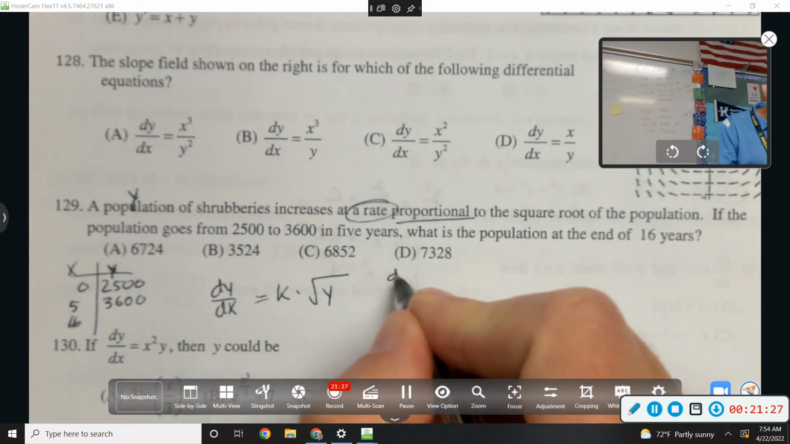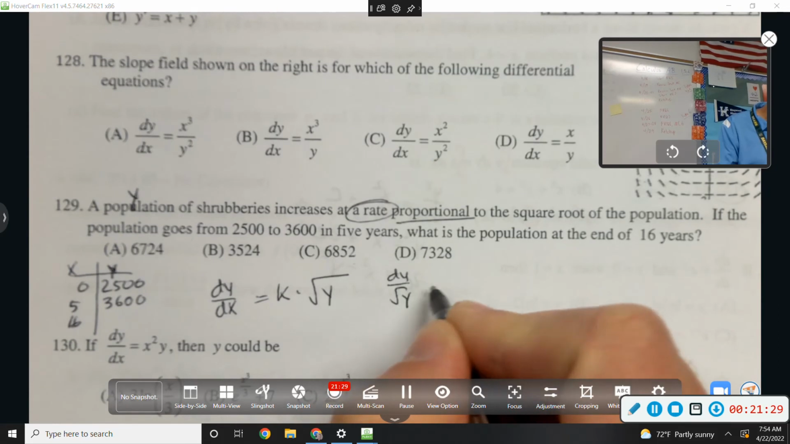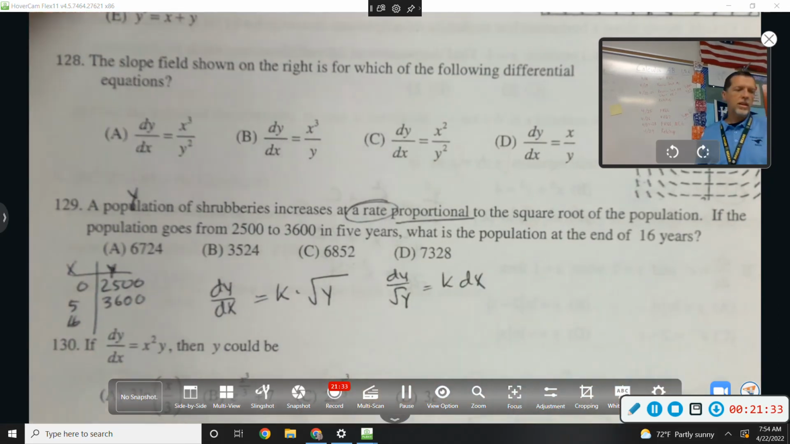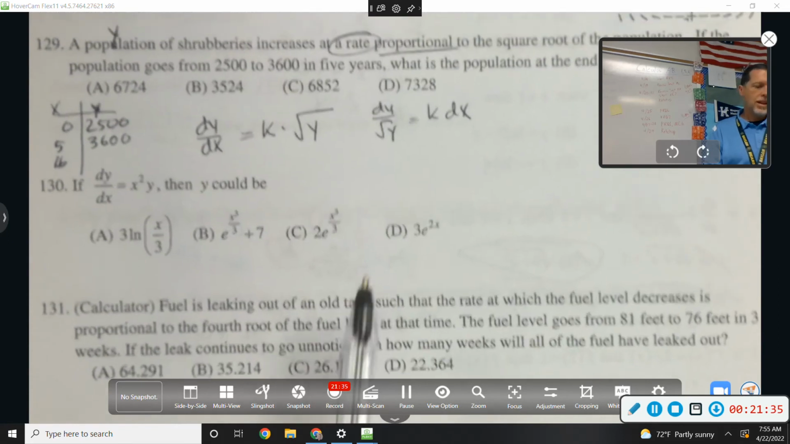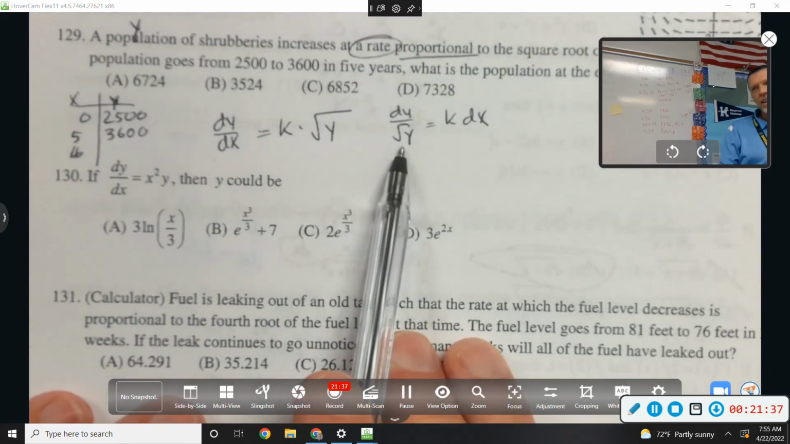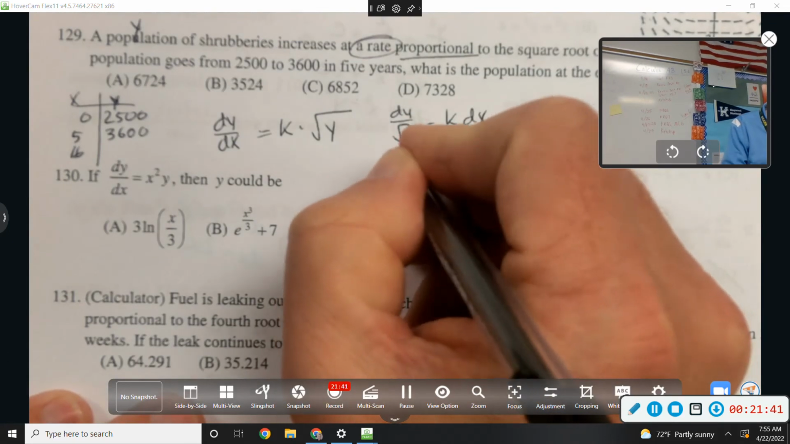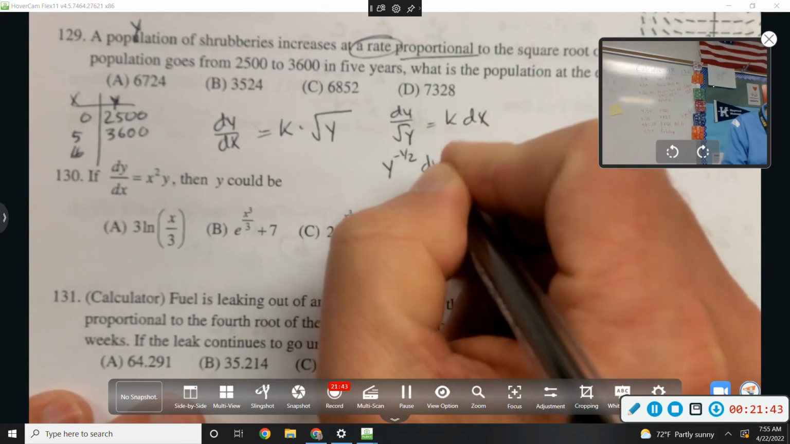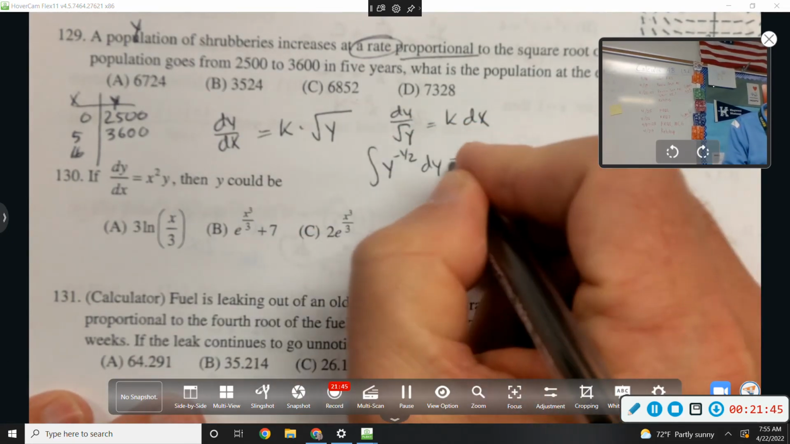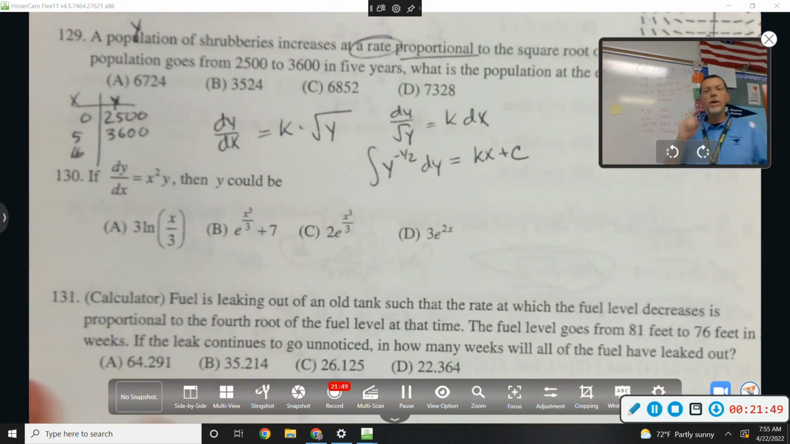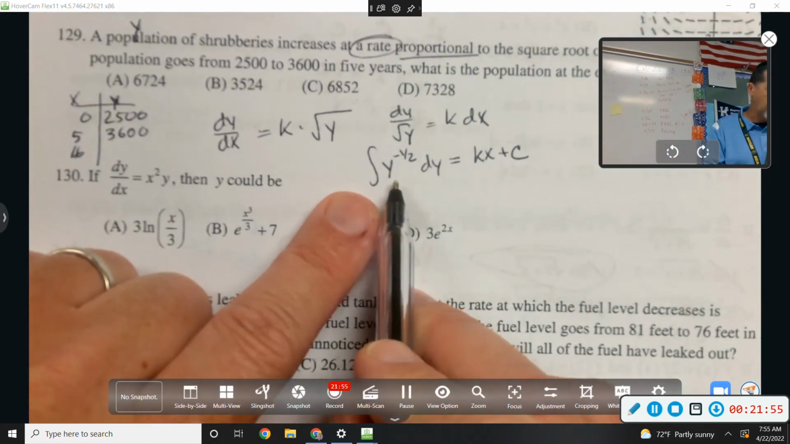Separate the variables. So dy over square root of y equals k times dx. But that's always dangerous to leave it like that. You try to integrate that without changing it, pretty good chance you'll mess it up. So I'm going to rewrite that as y to the negative 1/2. And just go ahead and integrate the other side. kx plus c. See, we just integrated this on that last problem.